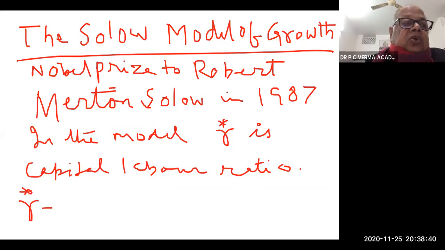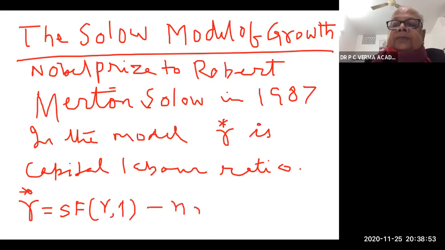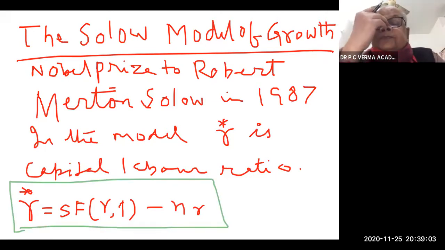R star is equal to S F(R) minus N R. This is the sustainable rate of change in capital labor ratio.